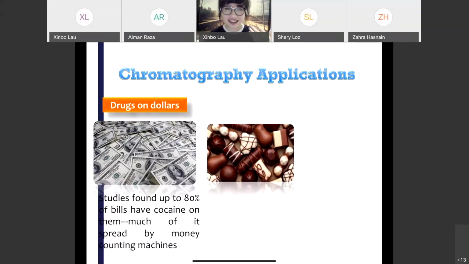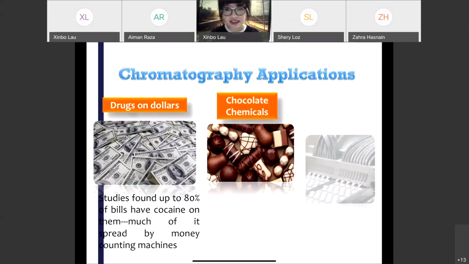The other interesting application is, normally in a regular class I'll ask, how many of you like chocolates? I don't know if you like chocolates. If you do, when you have it, you probably feel joyful after you eat it, and you feel happy. And of course, we know that's not only one substance giving us that feeling or reaction after you eat the chocolates. Using chromatography, we can also study the components inside the chocolates.